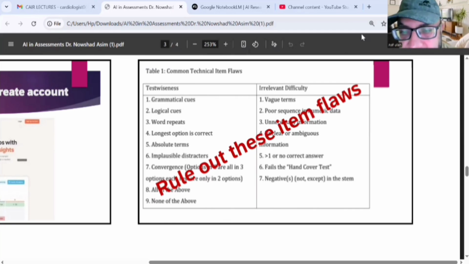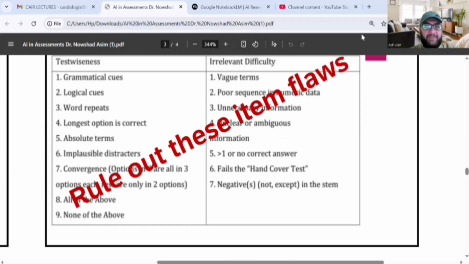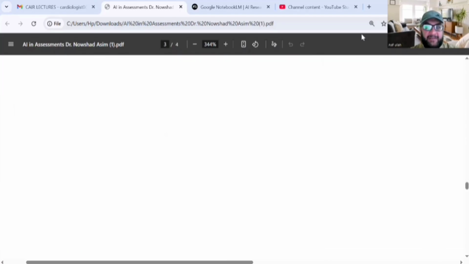Irrelevant difficulty is by way of poor sequence in the numerical data, unnecessary information, unclear or ambiguous information, and one or more correct answers. It may fail the hand cover test, and it may have negatives other than except. So these are the different problems with item construction.